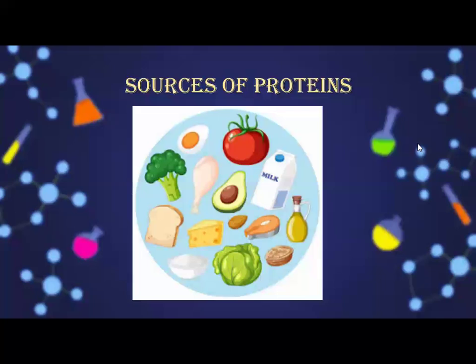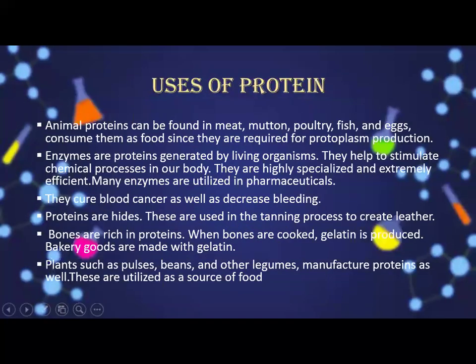Now, what are the uses of protein in our body or in our environment? First, animal protein can be found in meat, mutton, poultry, fish, and eggs. These are animal-based diets containing animal proteins, and we consume them as food since they are required for protoplasm production. Protoplasm is a viscous liquid in our body used to produce new cells, and without protein a new cell can't be formed properly. So protein is necessary for the production of protoplasm and cells.